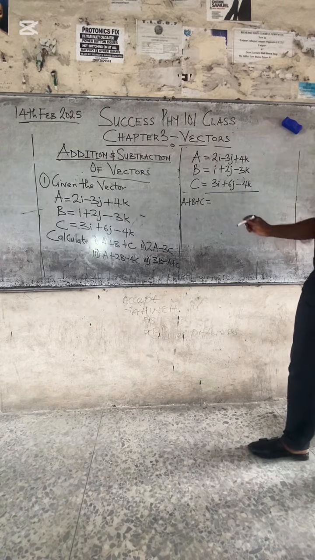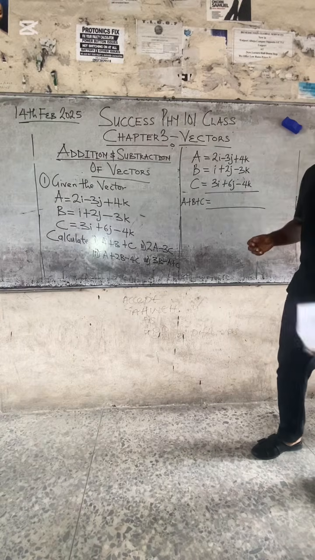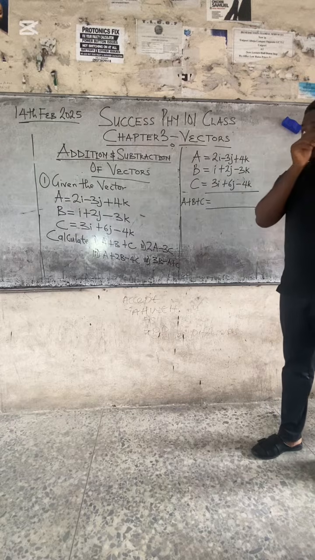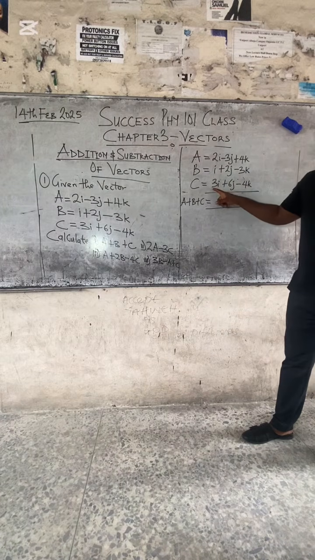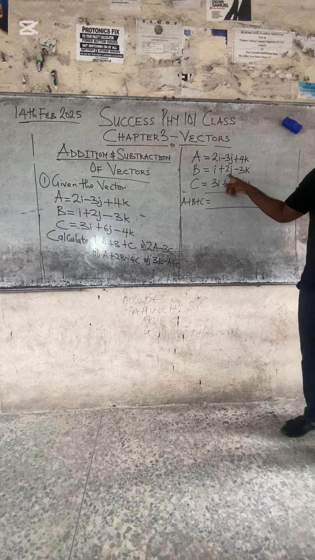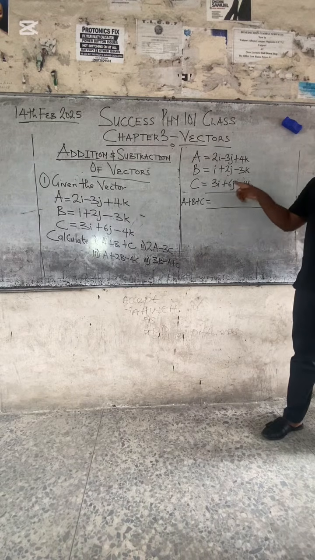Class, one thing you should note about addition and subtraction of vectors. When adding up vectors, similar vectors should add up to each other. What I mean by that is that I should add i to i, j to j, k to k. i doesn't have any business with j and doesn't have any business with k. j doesn't have any business with i, doesn't have any business with k.